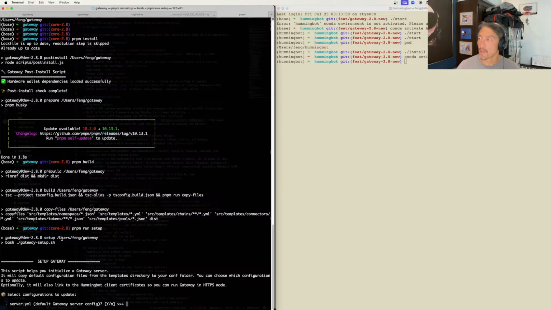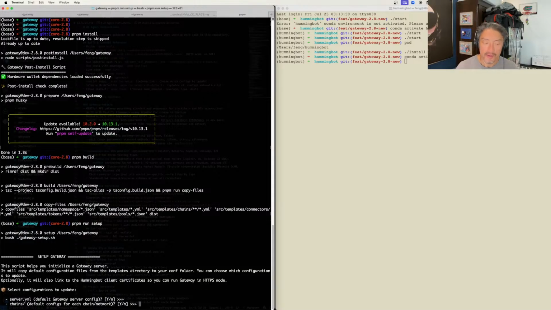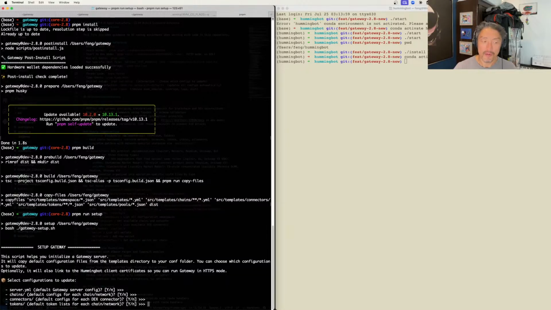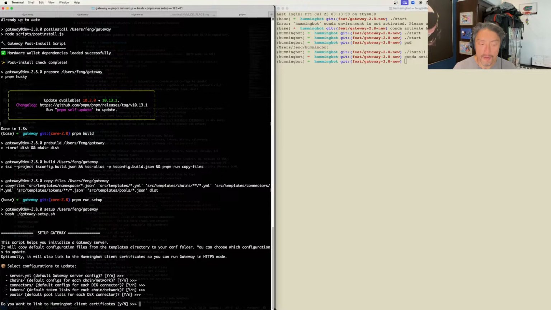So this setup command now is a bit more comprehensive, because there are different folders with different configurations. Sometimes you may not want to override certain ones. For example, if you've added custom tokens or pools, or changed configs, you may not want to override them, and so this will help you with that. This is my first time, so I'll just say yes for everything, and this will copy over the defaults from the templates directory into the new conf directory that stores my configs.